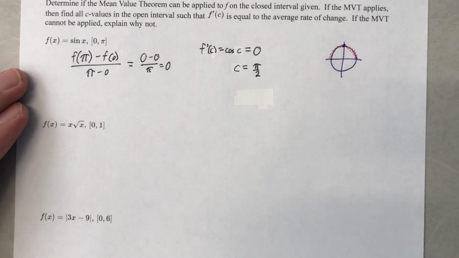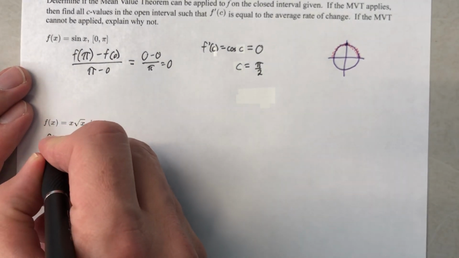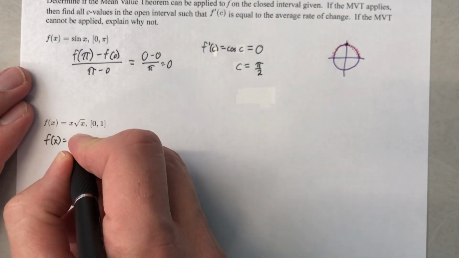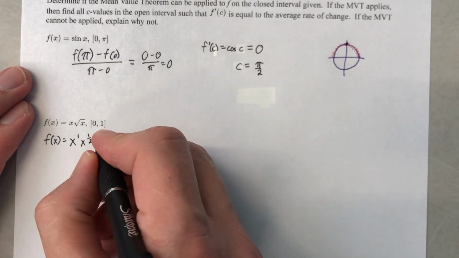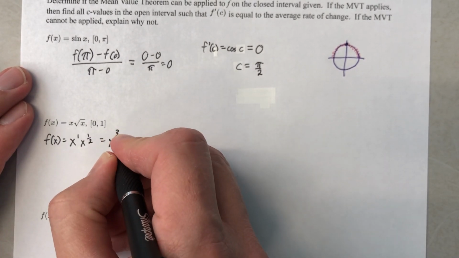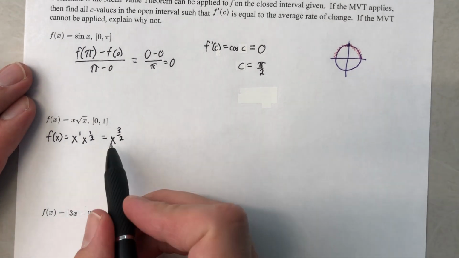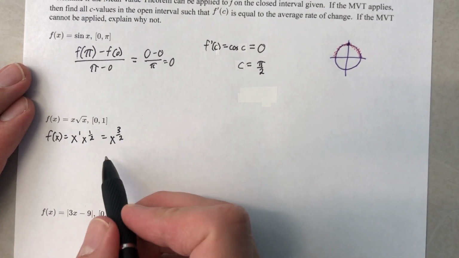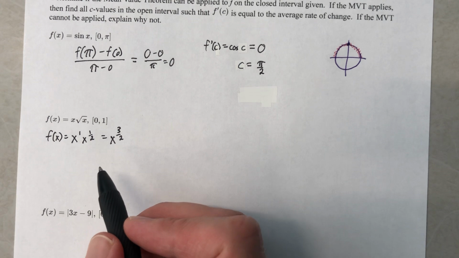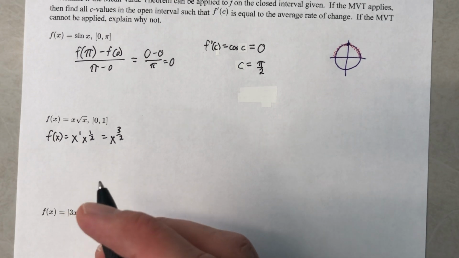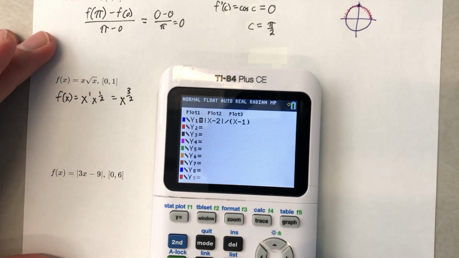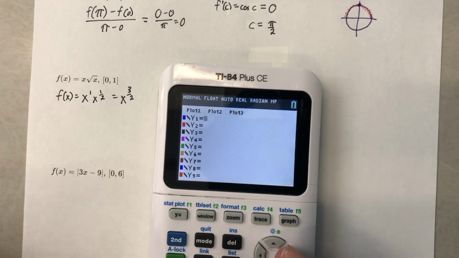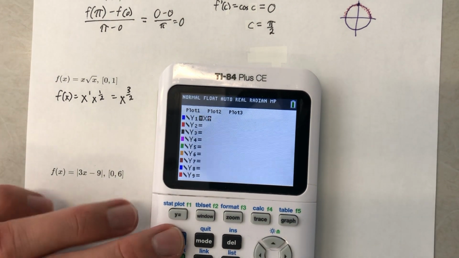Actually, let me show you something about this function that's going to make this problem so much easier. This is really x to the first times x to the 1/2, x square root of x. This is really x to the 3/2. There is nothing about this that creates a discontinuity or a non-differentiability. This is not necessarily a proof that it's differentiable, but if you want to see it, you could graph it, just the way it was written, x times the square root of x.